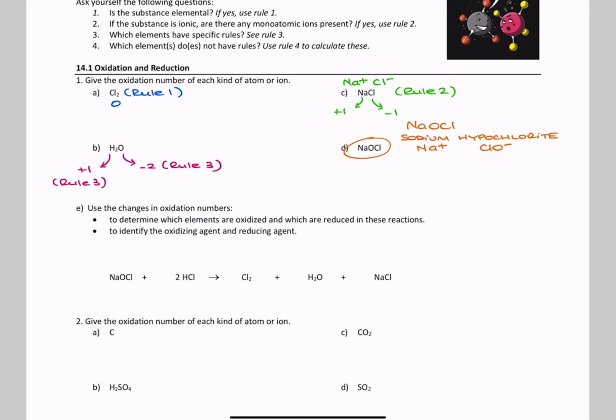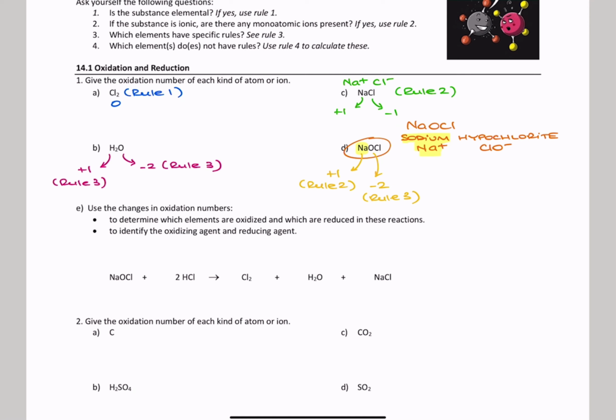Are there any monoatomic ion present? Yes. Here is the sodium, which is your monoatomic ion. Therefore, per rule number 2, this will have an oxidation number of +1. And then what do we have? Well, obviously, hypochlorite is a polyatomic ion, so we have to move on. Is there any specific role that the elements have in the compound? Well, yes, per rule 3, we know that oxygen is -2.